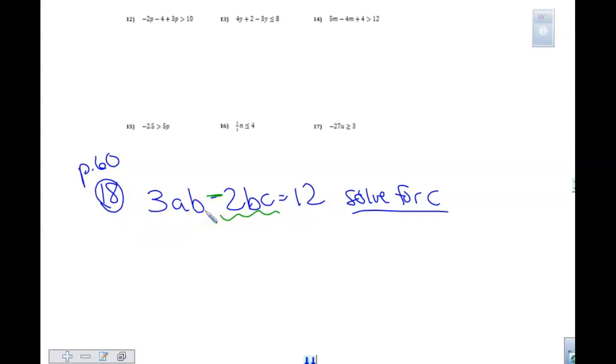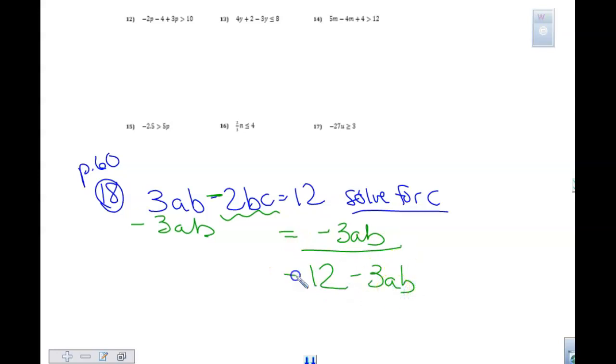I get rid of 3AB by subtracting 3AB on both sides of my equal sign. They are not like terms, they will not combine. I'm going to leave this as 12 minus 3AB. And on this side, the biggest mistake is people will put 2BC. And you just got to watch that negative. So those positive and negatives, really those little tiny details are what throw people off a lot of times.